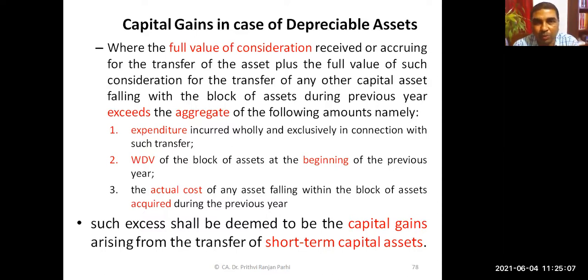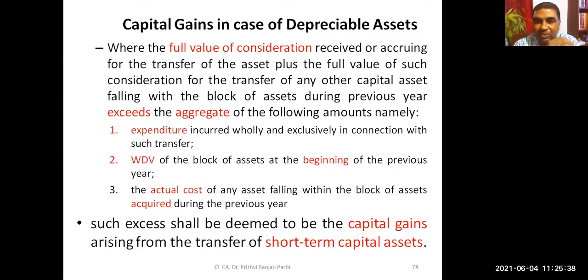Okay, how to calculate capital gain in case of depreciable assets? We have to take the full value of consideration. From there we have to deduct these things: expenditure incurred wholly and exclusively in connection with such transfer; the written down value of the block of assets, a concept I had explained earlier, that is, the written down value of the block at the beginning of the previous year; and one more thing, the actual cost of the asset falling within the block and acquired during the previous year.